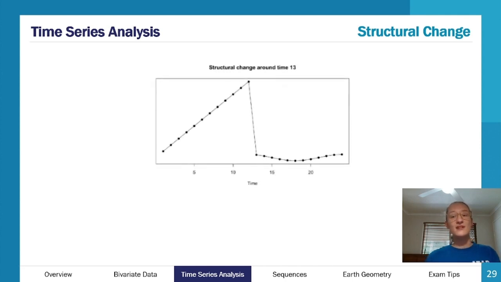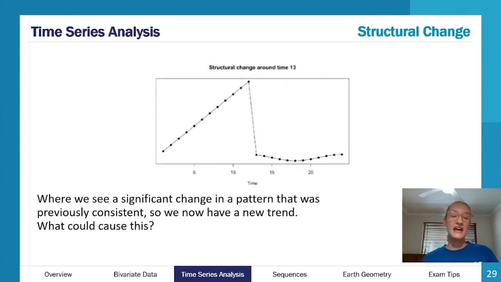The next thing important to be able to discuss is structural change. Structural change is where we see a significant change in the established pattern that was previously consistent in our time series plot. And it often does result in a new trend. It's often caused or reflected by significant external events. Like if the economy crashes, or if there is a war, or if there is a snowstorm, that's all going to have a serious impact if we're looking at temperature data or financial data.